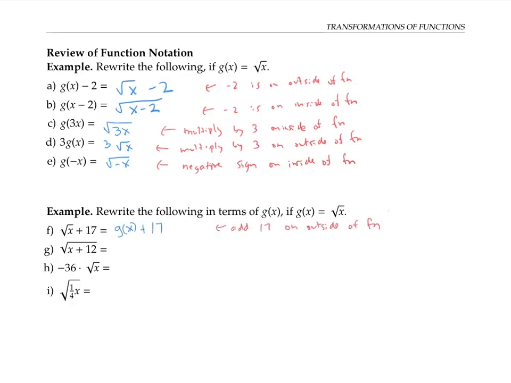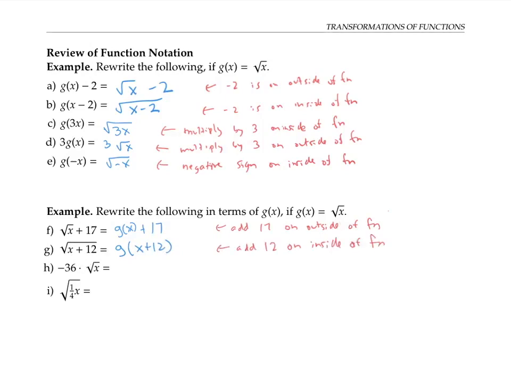In the second example, I'm taking x and adding 12 first. Then I take the square root of the whole thing. Since I'm adding the 12 to x first, that's on the inside of my function. So I write that as g of the quantity x plus 12. Remember that this notation means I plug in the entire x plus 12 into the square root sign, which gives me exactly square root of x plus 12.